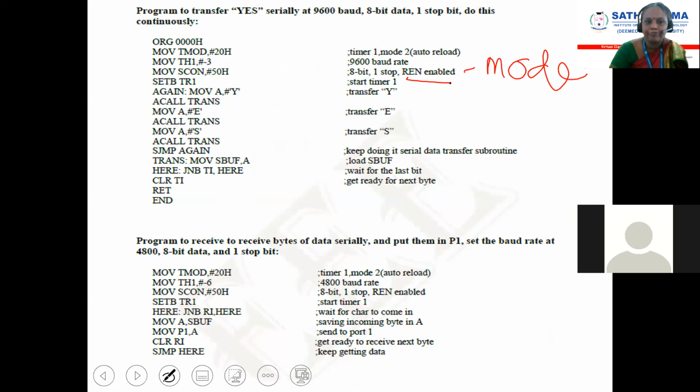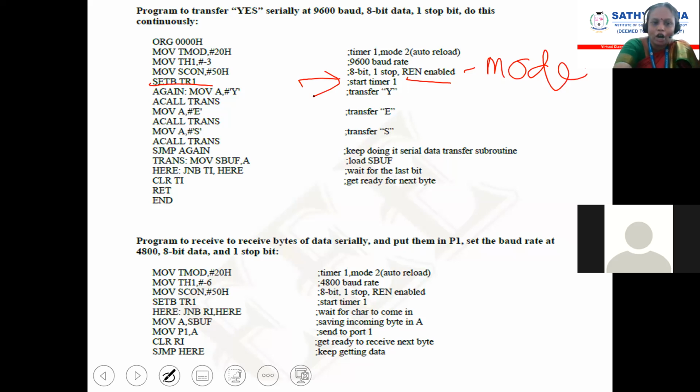Okay. Then SETB TR1. TR1 means what? Start timer 1. You have seen I am going to start timer 1. That's why I put SETB TR1. We all know timer 1, and we are allocating SETB TR1.